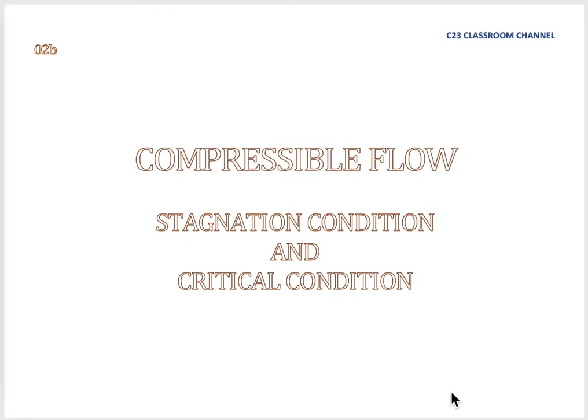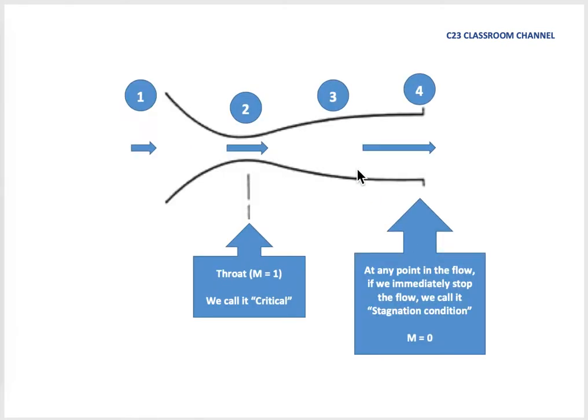This is notes for compressible flow, stagnation condition, and critical conditions. So let's say we have a convergent and divergent nozzle like this, and this is the ideal condition where we have a gas flow here with certain velocity, and then at throat here, I think you're already familiar with the Venturi meter nozzle, so it's quite the same design.